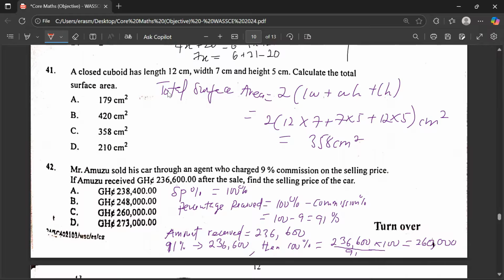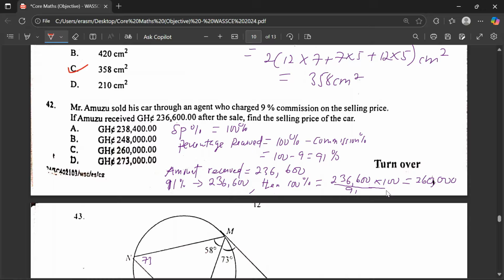A closed keyboard has length 12 centimeters, width 7 centimeters, and height 5 centimeters. Calculate the total surface area. The total surface area of a closed keyboard is 2 times length times width plus width times height plus length times height. So you are going to substitute each side into the formula, and then we are going to have 358 centimeters squared. So that is option C.